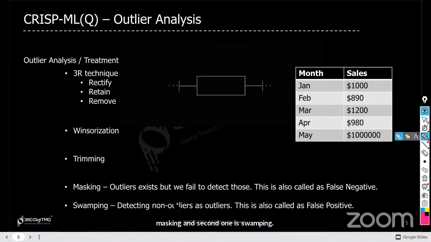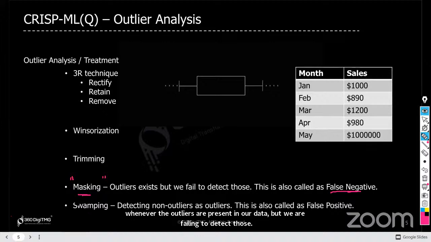Understand here, there is a word or name called masking. What is masking? Outliers exist, but we fail to detect those. In our data, we have the outliers, but we are not identifying them as outliers. So this is called a false negative. This may happen for a lot of reasons, like using the wrong technology, or because we are not analyzing the data properly. There may be a lot of reasons to get this masking. So masking is a word which we use whenever the outliers are present in our data, but we are failing to detect those.